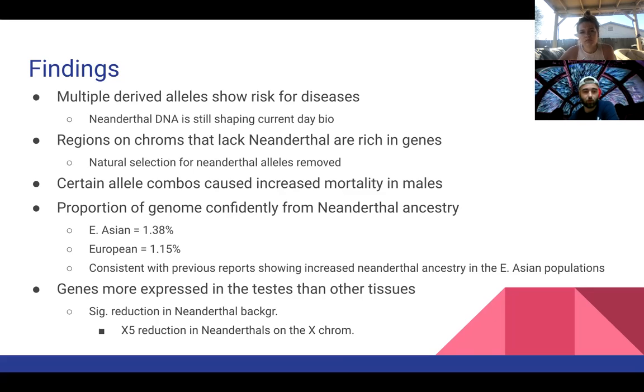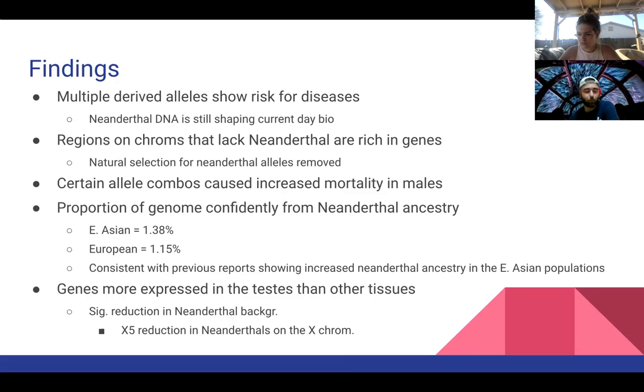So regions on chromosomes that lack Neanderthal ancestry are going to be rich in other genes. Natural selection is actually selecting for the removal of a lot of these Neanderthal alleles. And certain allelic combos have caused increased mortality in males. So that's why a lot of these deleterious alleles are getting booted out.